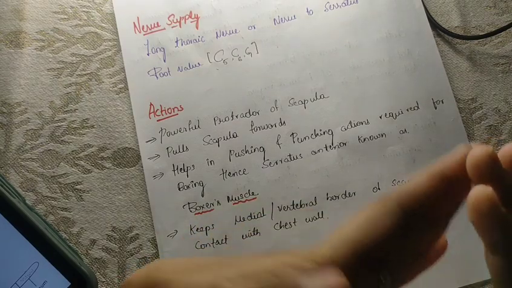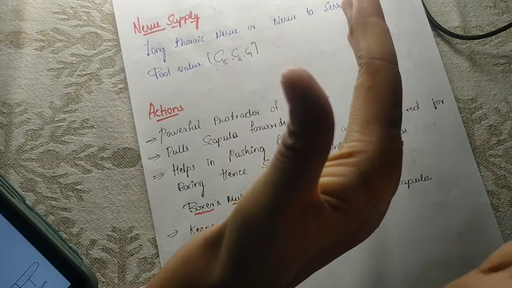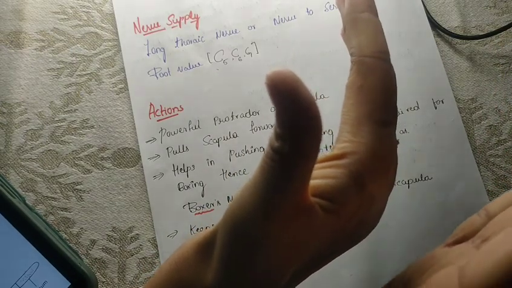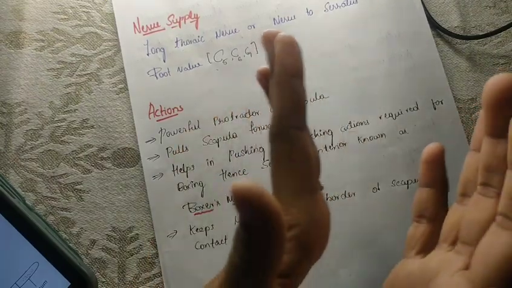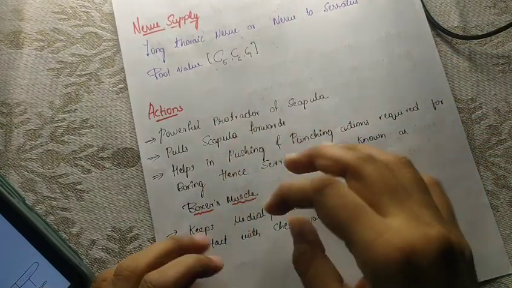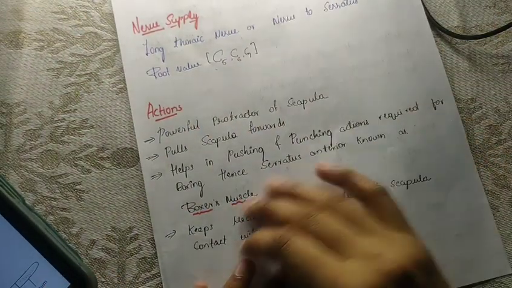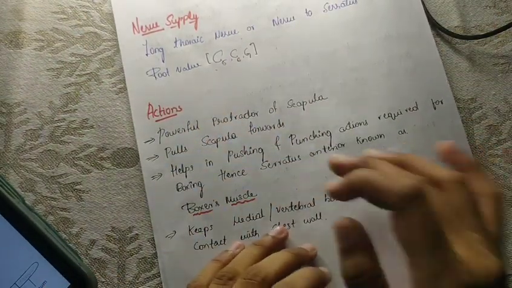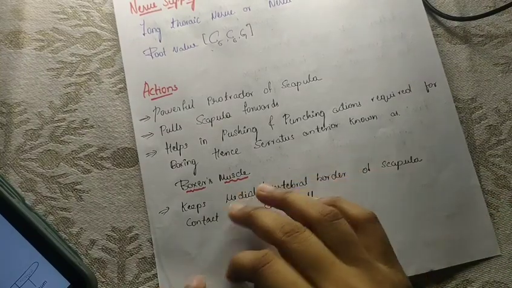As I already said, this is the rib cage. This is a scapula. Protraction means it pulls the scapula close to the rib cage, and then it pulls the scapula forwards. As I said, protraction means it pulls the scapula forwards, and it helps in punching and pushing movement, forward movement. So this serratus anterior muscle is also known as the boxer's muscle. Boxers do like this, no? So it is also known as the boxer's muscle.